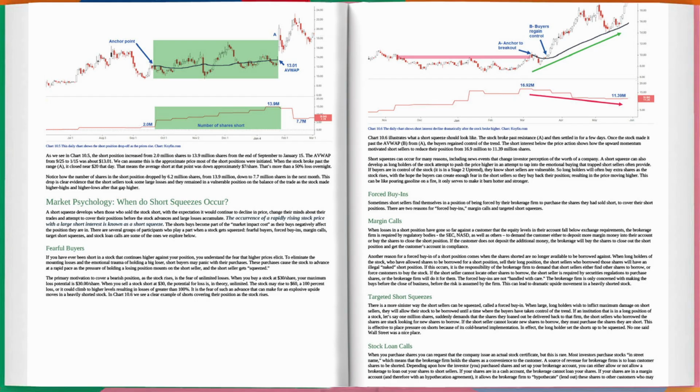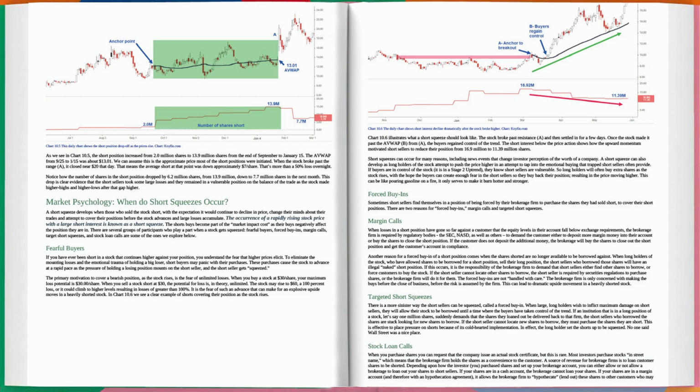The primary motivation to cover a bearish position as the stock rises is the fear of unlimited losses. When you buy a stock at $30 per share, your maximum loss potential is $30.00 per share. When you sell a stock short at $30, the potential for loss is, in theory, unlimited. The stock may rise to $60, a 100% loss, or it could climb to higher levels resulting in losses of greater than 100%. It is the fear of such an advance that can make for explosive upside moves in a heavily shorted stock. In Chart 10.6, we see a clear example of shorts covering their position as the stock rises.